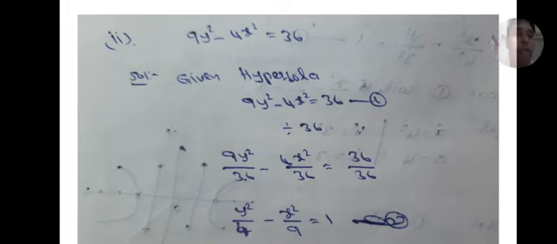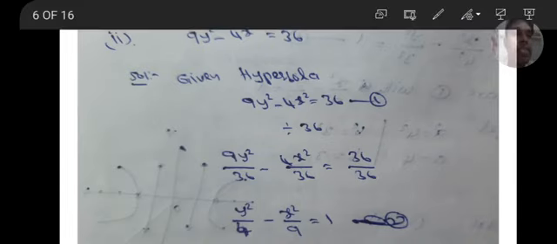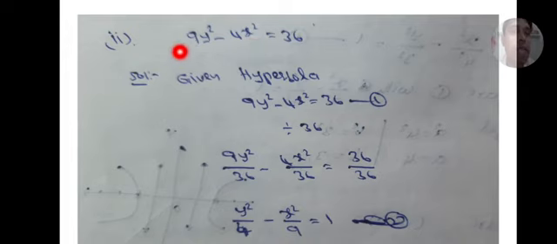Okay. Next problem, 9y square minus 4x square equal to 36. Given hyperbola is 9y square minus 4x square equal to 36. We have to convert it into standard form. So divide with 36. So 9y square by 36 minus 4x square by 36 equal to 36 by 36. 36 cancel 1, 9 1 9, 4 36, 9: y square by 4 minus x square by 9 equal to 1. 4 means 2 square, 9 means 3 square.